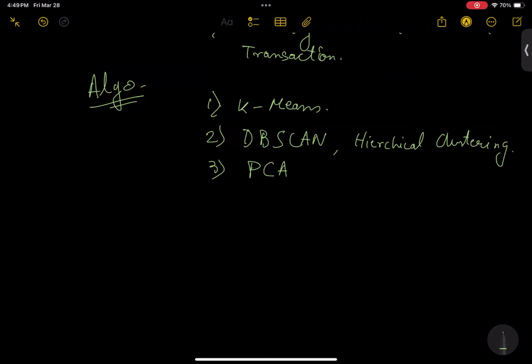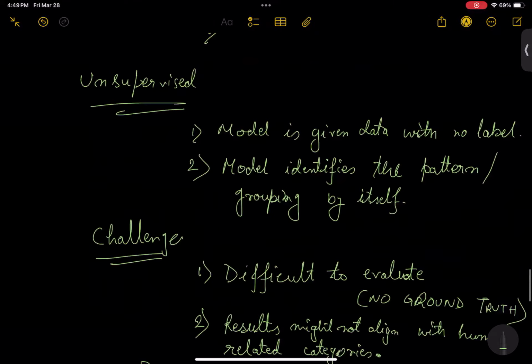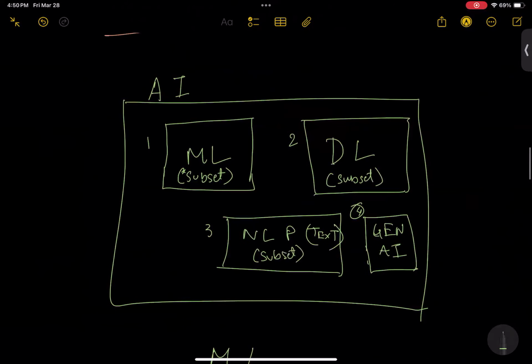I think there are also Naive Bayes and other things. But do you understand the whole thing between supervised and unsupervised? We only completed this part, by the way.